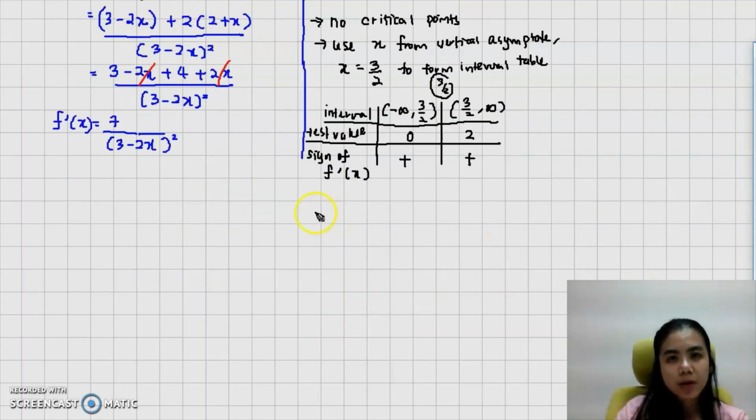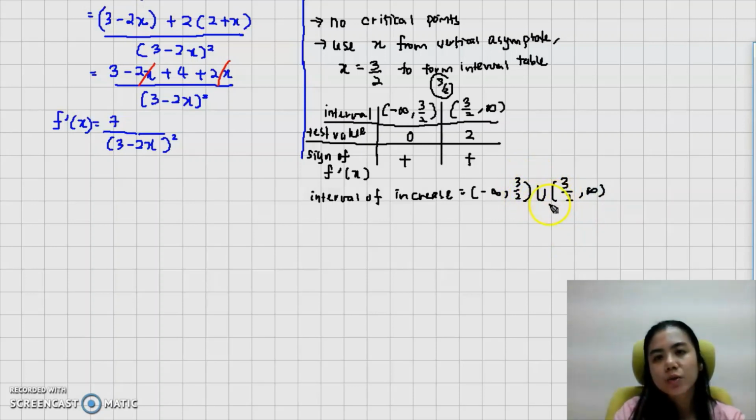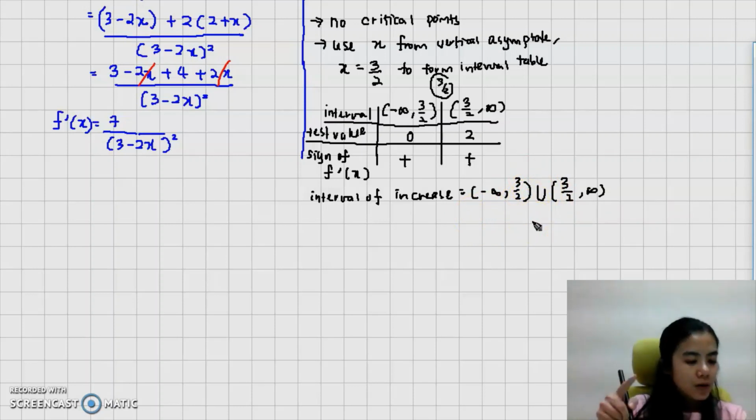Okay, basically from this table we only have the interval of increase. So that is from negative infinity to 3 over 2, union with 3 over 2 to infinity. Do not join these two intervals because the 3 over 2 is actually excluded. If you join it, it means that it includes the 3 over 2. So just leave it this way. Okay, so we have done with part C, the interval where the function is increasing or decreasing.